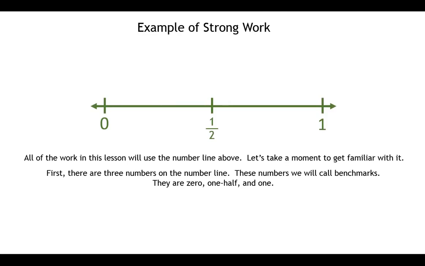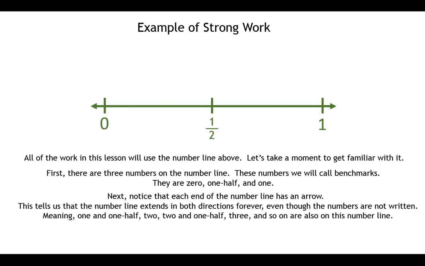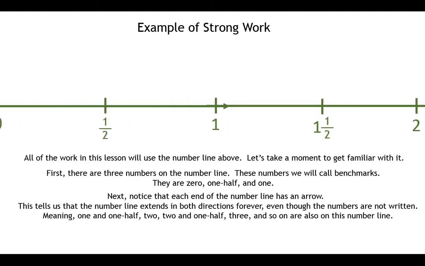All of the work in this lesson will use the number line above. Let's take a moment to get familiar with it. First, there are 3 numbers on the number line. These numbers we will call benchmarks. They are 0, 1/2, and 1. Next, notice that each end of the number line has an arrow. This tells us that the number line extends in both directions forever, even though the numbers are not written, meaning 1 1/2, 2, 2 1/2, 3, and so on are also on this number line.